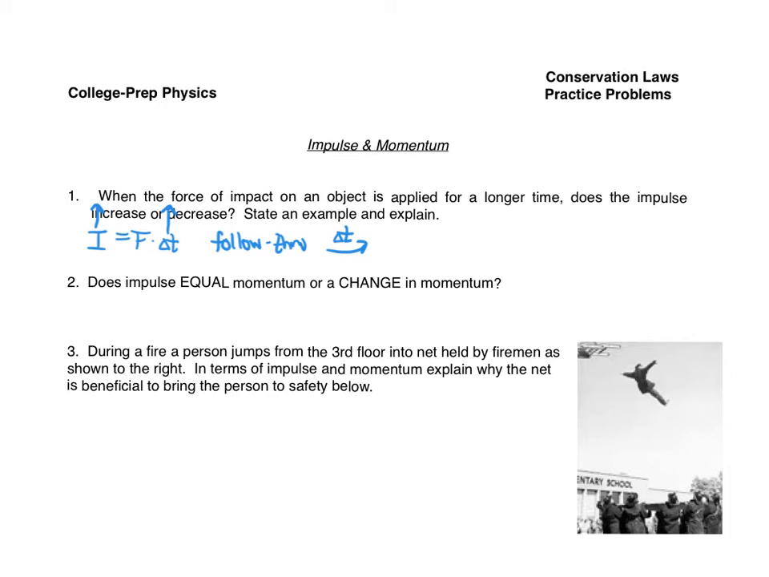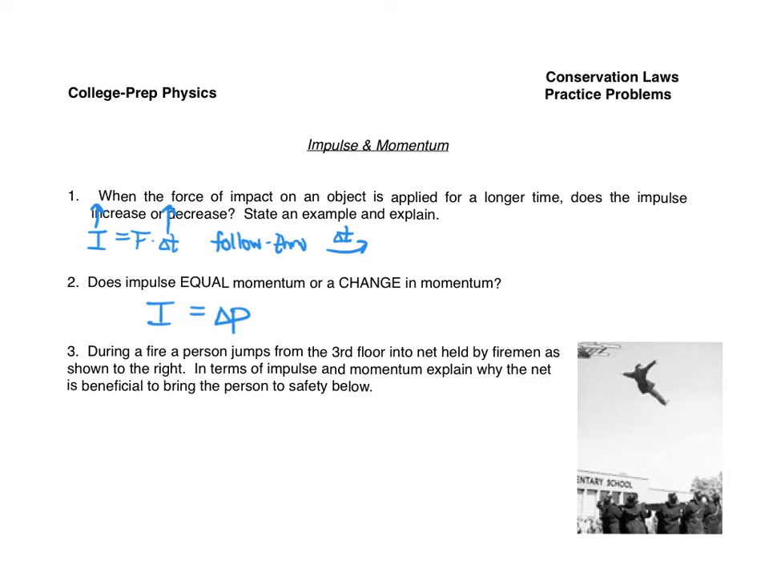All right, number 2, does impulse equal momentum or a change in momentum? So we just want to clarify here, right? When an impulse is applied, it is changing the momentum, that's what this delta symbol means, of the object. If the object has no change in momentum, otherwise this would be equal to 0, there would be no impulse.